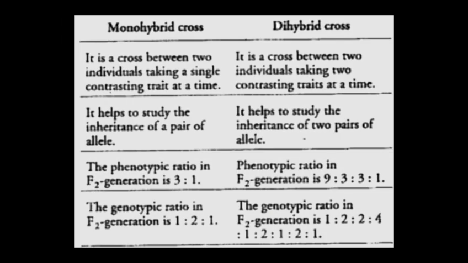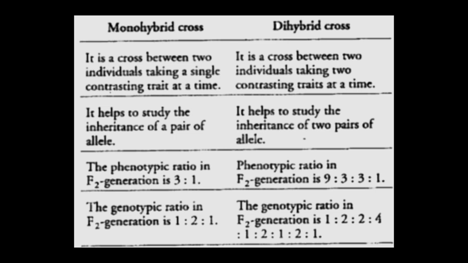Now let's see the difference between monohybrid and dihybrid cross. So the first point of difference is, monohybrid cross is a cross between two individuals taking a single contrasting trait at a time, whereas dihybrid cross is a cross between two individuals taking two contrasting traits at a time. So the basic difference is, in monohybrid cross we will take one character into consideration, whereas in dihybrid cross we will take two characteristics into consideration.